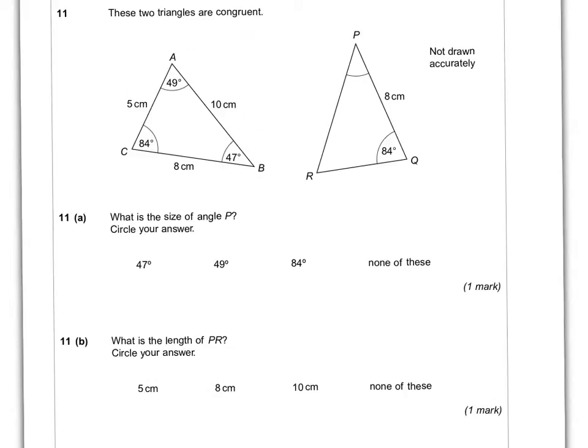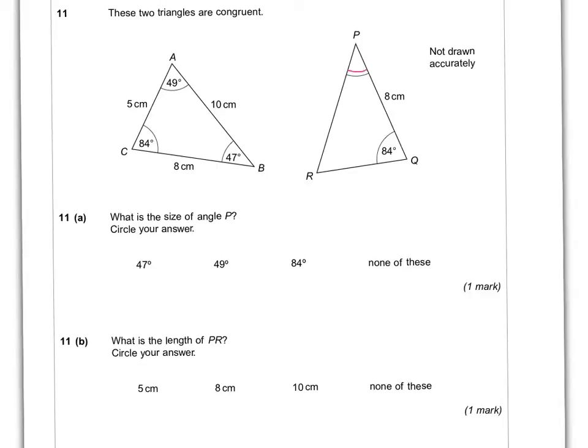So these two triangles are effectively the same triangle, same size, same angles, however, they're just positioned slightly differently. This one is a rotation of this one here. So, looking at this here, it says what is the size of angle P? So, this angle here is the one I'm trying to find.